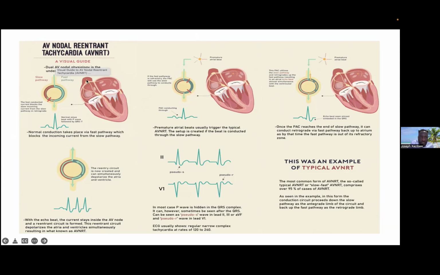So in normal sinus rhythm, we have the impulse going down both the fast and slow pathways. But because the fast pathway is quite slick, it conducts to the ventricles, and when it comes up via the slow pathway, where it was also conducting, it cancels itself out. And we have normal conduction. So we have the P wave, we have the QRS, and the repolarization. And that is how we have our normal sinus rhythm.